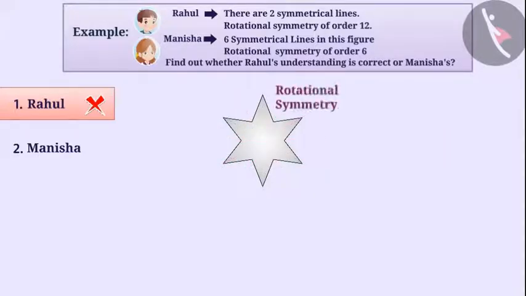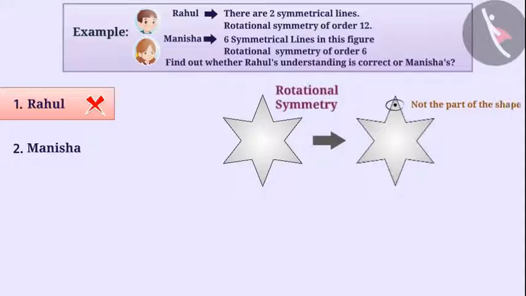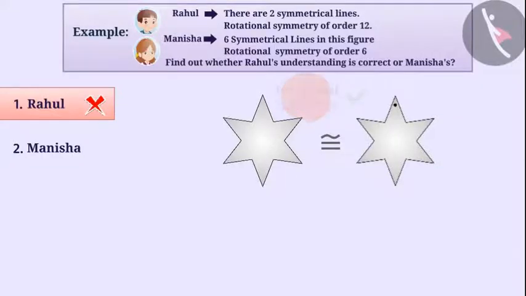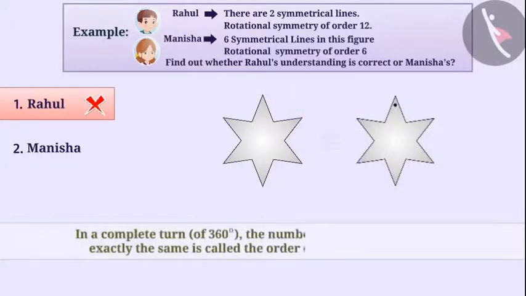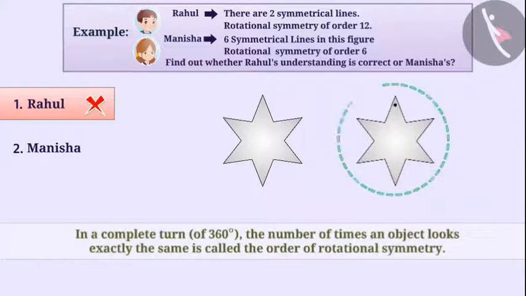To check for rotational symmetry, we will draw a point on the circle. Keep in mind that this point is not part of the shape. You will also remember that if the shape rotates and it looks like before, then the shape has rotational symmetry. In a complete turn of 360 degrees, the number of times an object looks exactly the same is called the order of rotational symmetry.